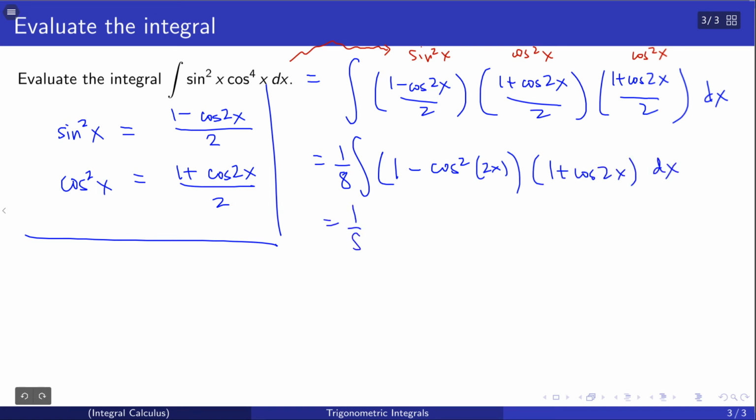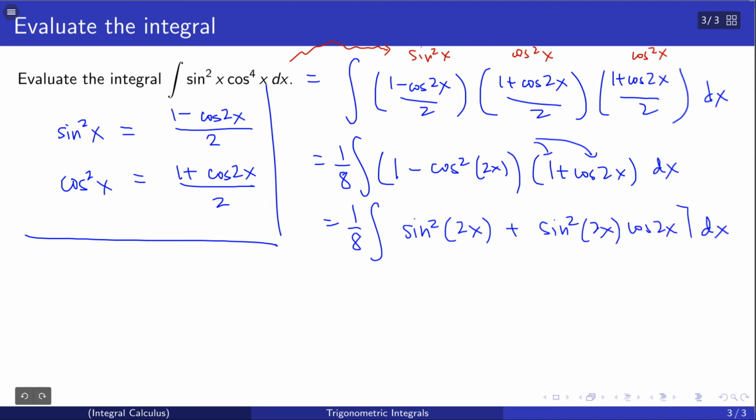Okay, so can you think of a way to evaluate this? What's 1 minus cosine squared? Again, that's sine squared, using our basic trig identity. And so now we have sine squared 2x times 1, distributing sine squared 2x into this term, plus sine squared of 2x times cosine 2x. And now you can actually split this integral up into two separate integrals. So calling them integral 1 and 2, let's just ignore the 1 over 8 for now.